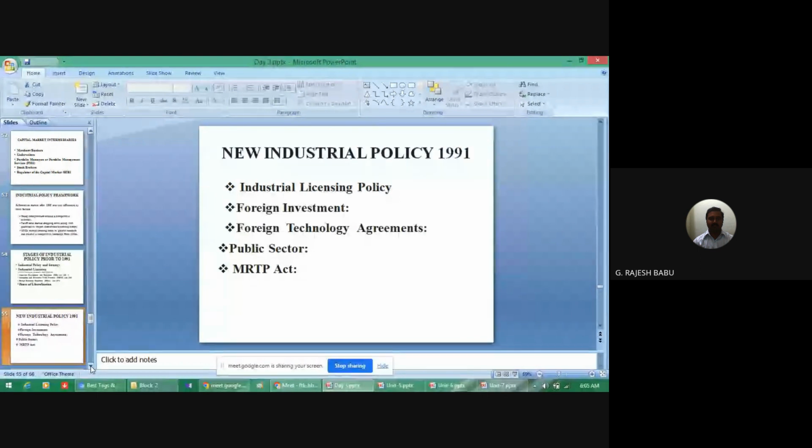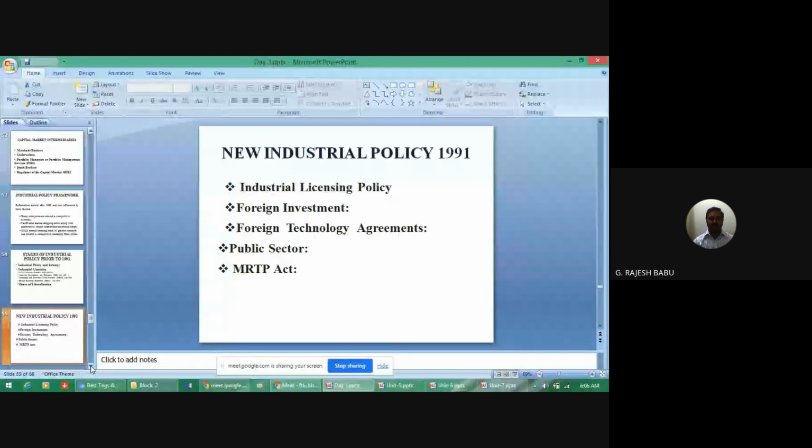Next one, foreign technology agreements. For foreign technology agreements in high priority industries, automatic permission is to be given, with a lump sum payment of 2 million, 5% royalty on domestic sales, and 8% on export. Next one, public sector. The new policy was a breath of fresh air for the public sector. It was specified that public sector investment will be made in strategic areas. The public sector was given more freedom in entering areas not reserved for it.